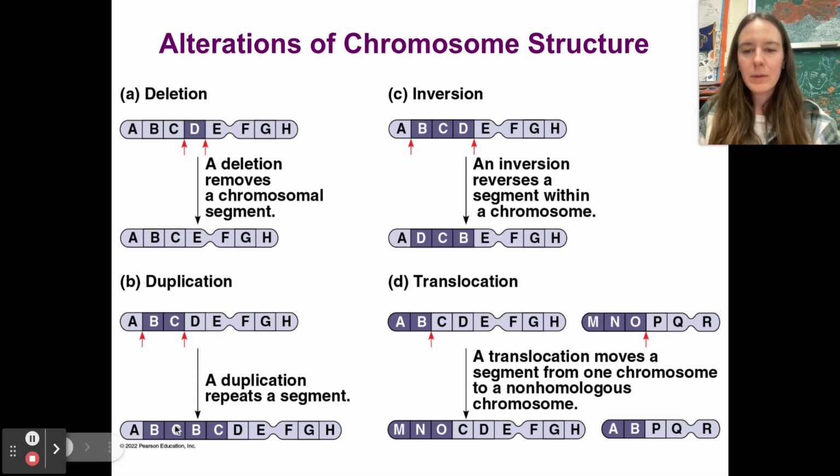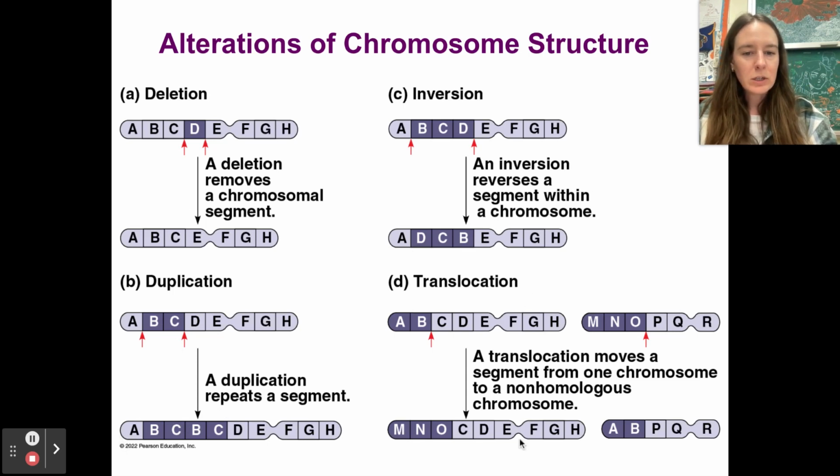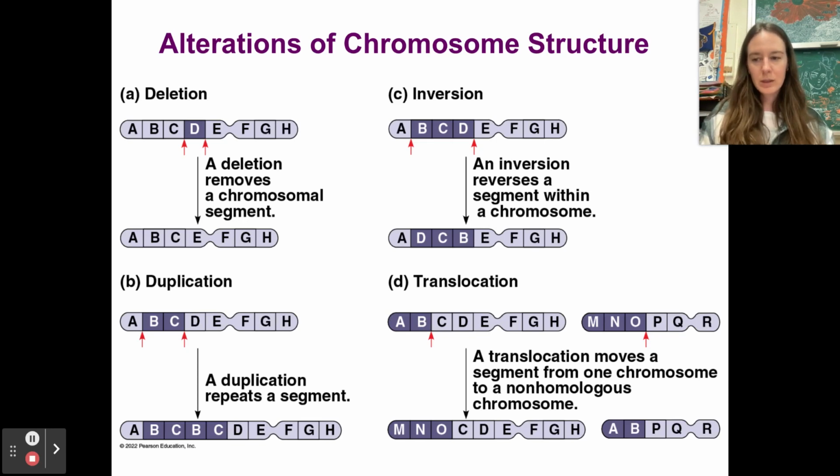Duplication, so you could add a piece of DNA. Remember, chromosomes are made of DNA. Or translocation, so one segment of a chromosome can move to another part of the chromosome. And so this will also have effects on the appearance and the characteristics of a living organism as well. But these are some other ways that the chromosomes can change.